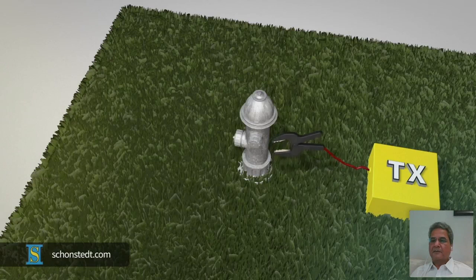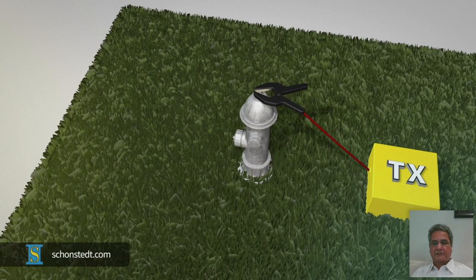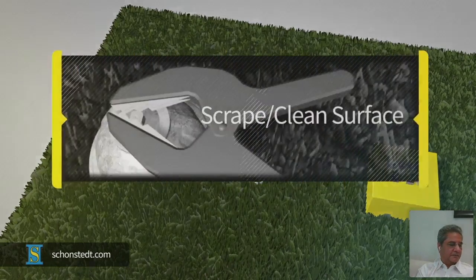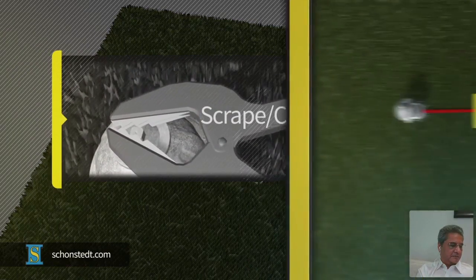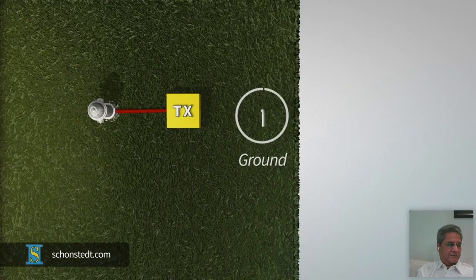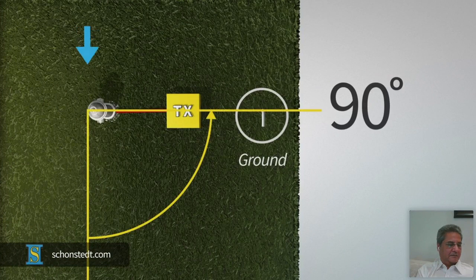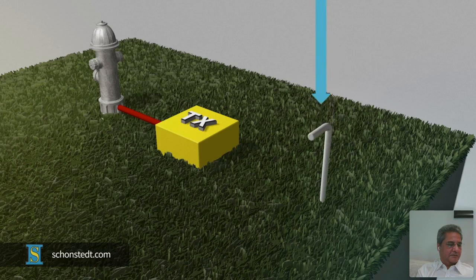First, take the clip attached to the red cable and apply it directly to the pipe or cable you're trying to locate. Make sure there is a good metal-to-metal contact. For best results, you may need to scrape or clean the surface at the point of contact. Next, position a ground stake as close to 90 degrees as possible to the anticipated line location path. Press the stake deep into the ground to increase surface contact with the soil.